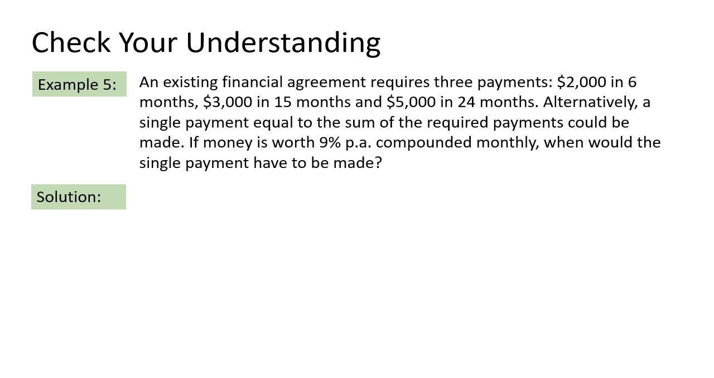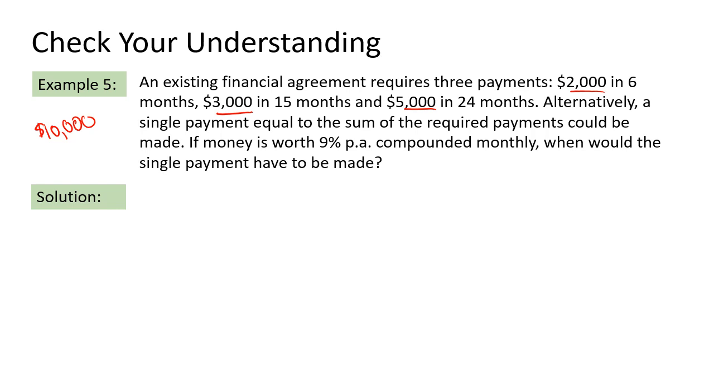An existing financial agreement requires 3 payments, $2,000 in 6 months, $3,000 in 15 months, and $5,000 in 24 months. Alternatively, a single payment equal to the sum of the required payments, in other words, $10,000, which is 5,000 plus 3,000 plus 2,000, could be made. If money is worth 9% per annum compounded monthly, when would the single payment have to be made?